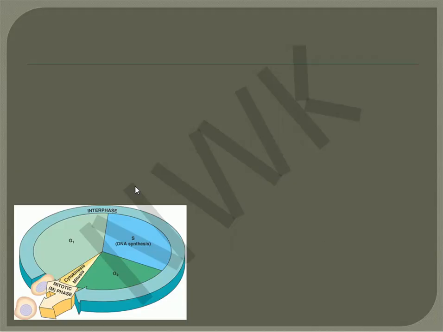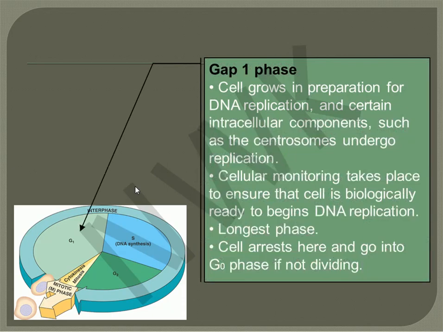Now, let's look at the detailed process happening in each phase. First of all, we start with G1, or gap 1, or growth 1 phase. In the G1 phase, the cell grows, and the growth is to prepare for DNA replication and also for some of the intracellular components such as the centrosome, which produces the spindle fibers, so that they can get ready for cell division. At G1, the cell is also active in synthesizing enzymes and proteins required for cell division. G1 is the longest phase.